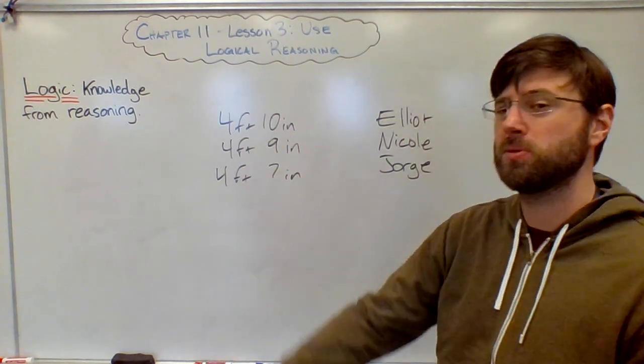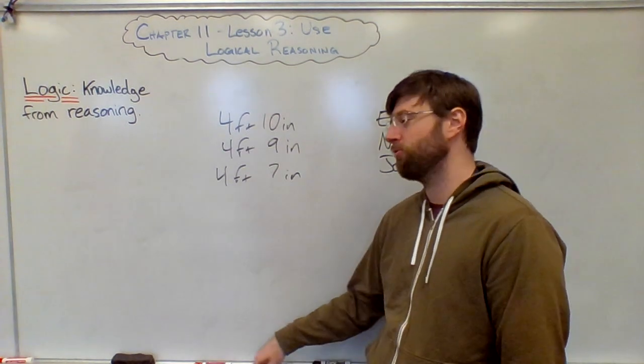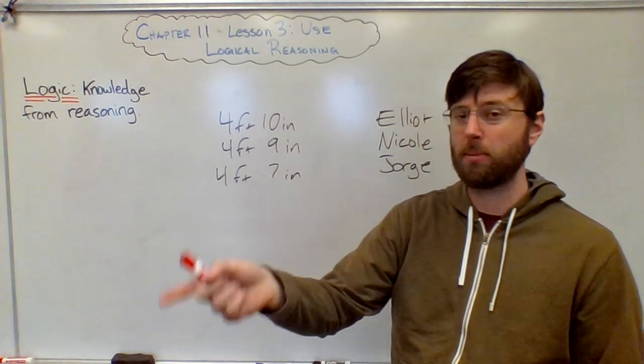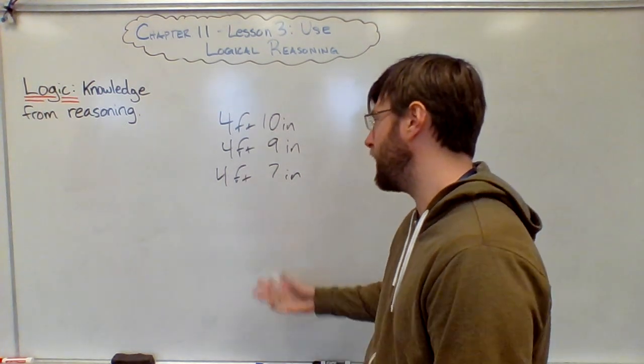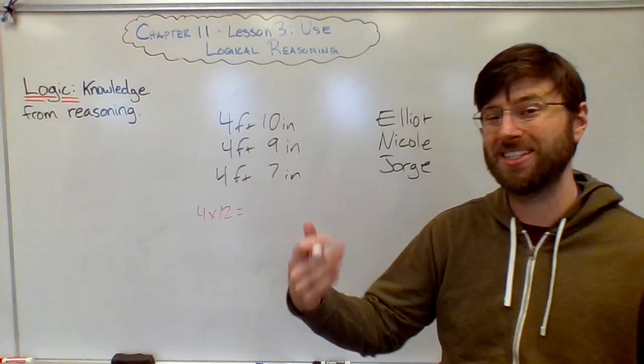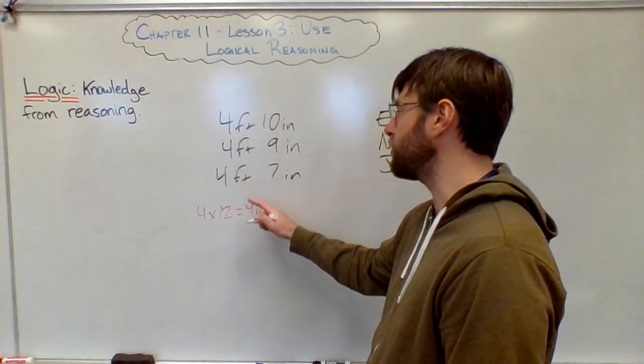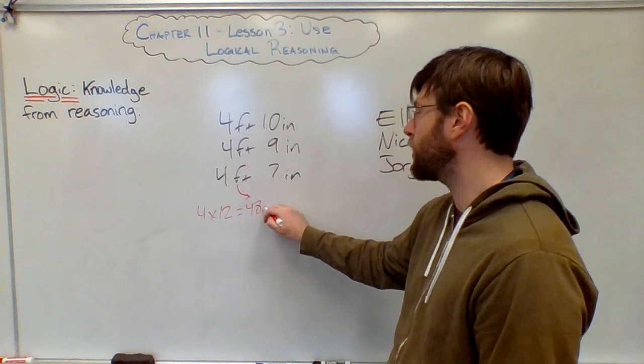So if we've got 4 groups of 12, that's 12 times 4 to know how many inches are in 4 feet. When we multiply by 4, if we're going to do 4 groups of 12, we can stack it, but we also can double. 12 doubled is 24. 24 doubled is 48. So I know that each of these is 48 inches.